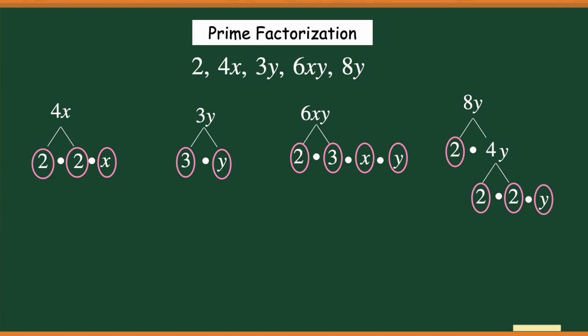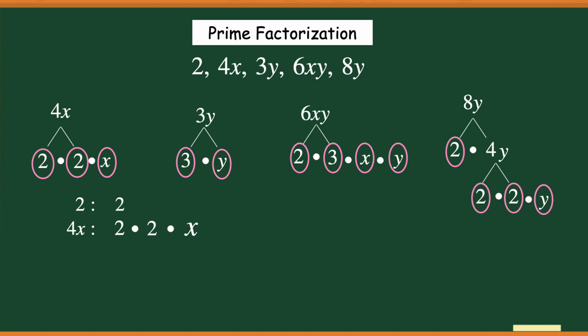Now that I'm done factoring all the values in the set, I will write their prime factorizations down here below, and my goal is to match up the prime factors of each value vertically. I know that probably sounds very confusing, but here let me show you. So the first value in the set is 2, and I didn't factor this number because, as I said before, 2 is already a prime number, and its only prime factor is 2. The next value is 4x, and its prime factors are 2 times 2 times x.